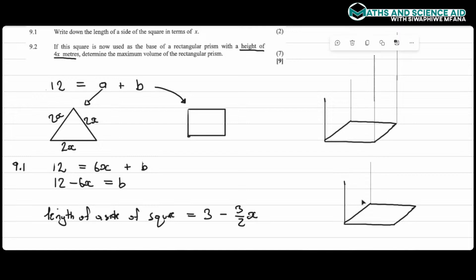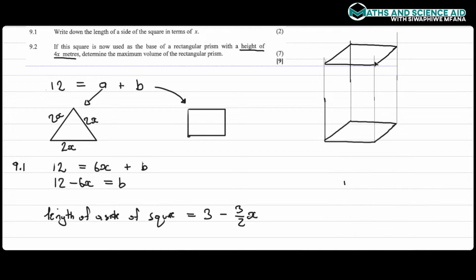Let me just extend these lines like this. You see? Okay, and now let us close our prism. So it's overall going to be something like this. Now, I think this looks more convincing as a rectangular prism.